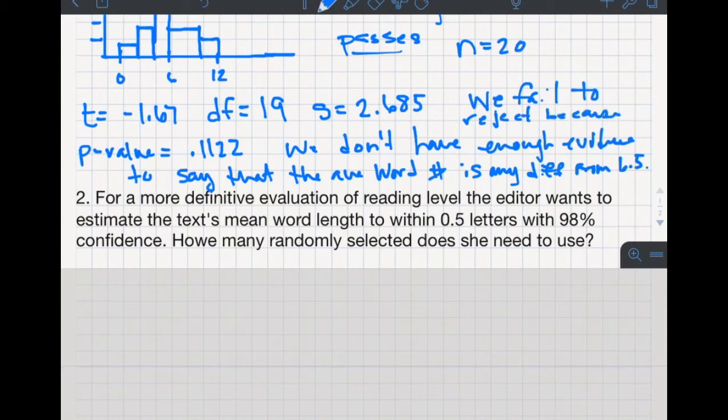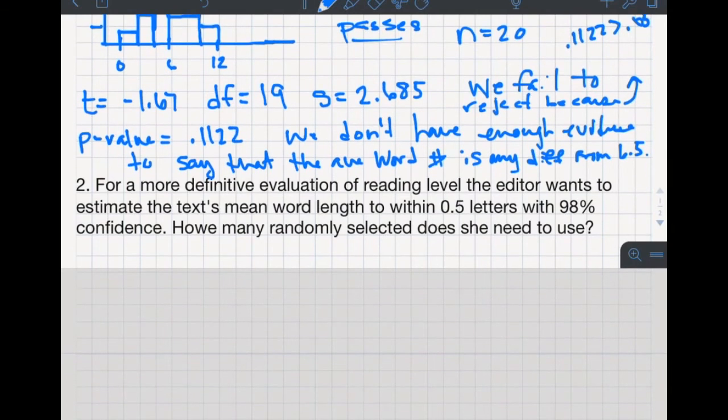We fail to reject because, I'm running out of room. Here we go. Because this right here, 0.1122, is greater than 0.05. And so we have a p-value greater than our alpha level of 0.05, which is enough room to say I fail to reject the null because my p-value is greater than my alpha level. Moreover, we don't have enough evidence to say that the average word number is any different than 6.5. So in this case, our results support that the average very well could be 6.5.